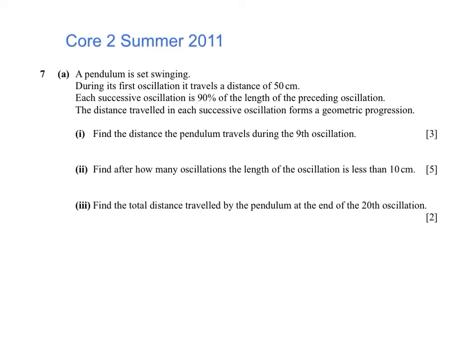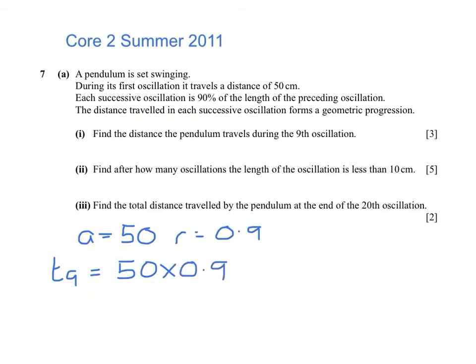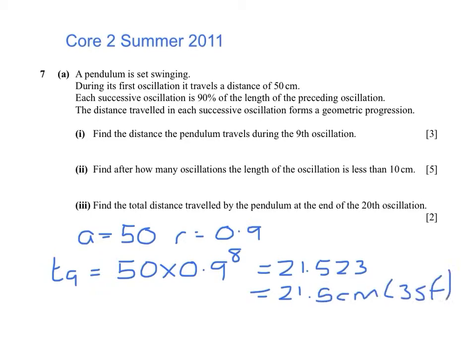Core 2, Summer 2011. We have a geometric progression. First term A is 50 and R is 0.9, 90%. So the ninth oscillation will be 50 times 0.9 to the power 8, and that gives us 21.5233, 21.5 centimetres to 3 significant figures.